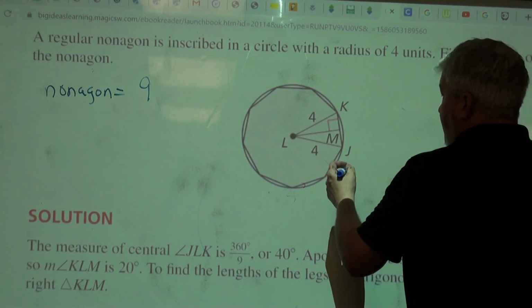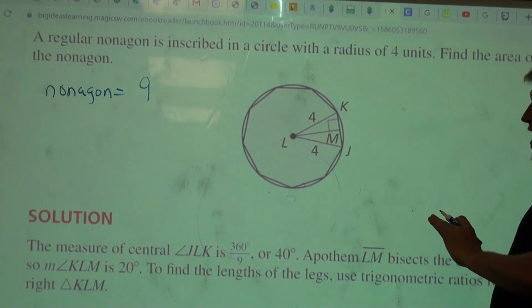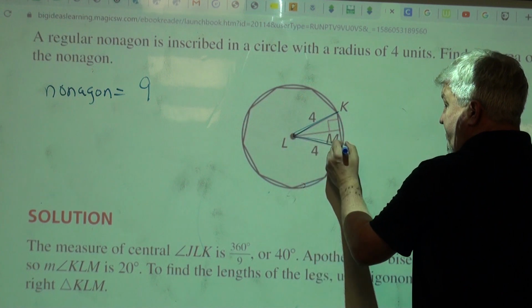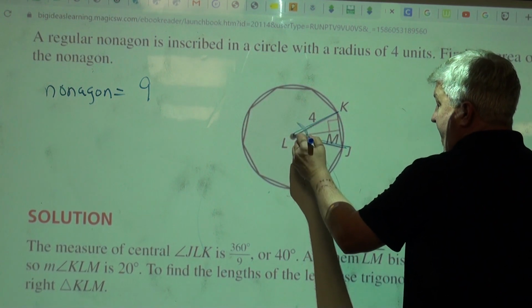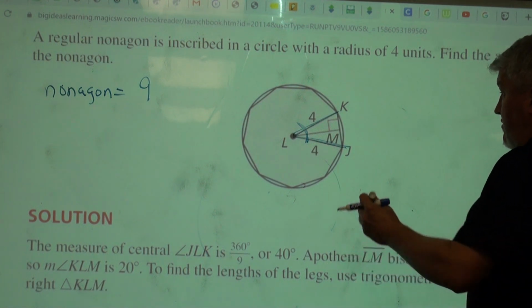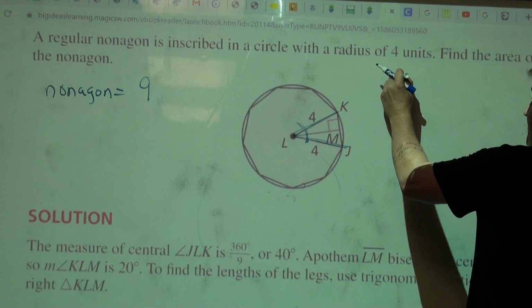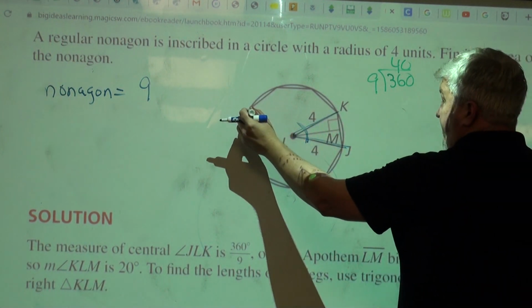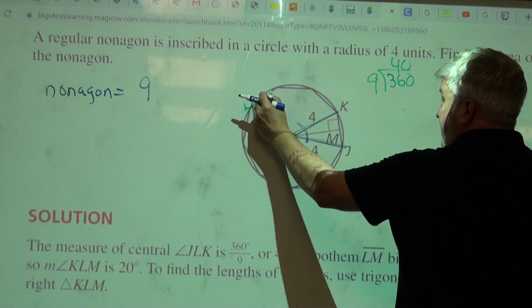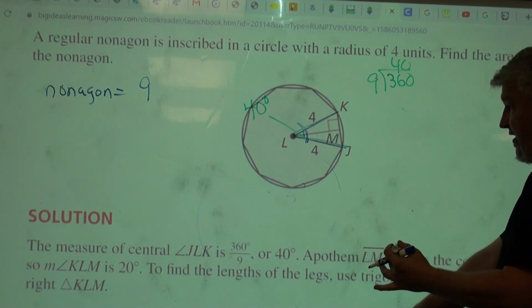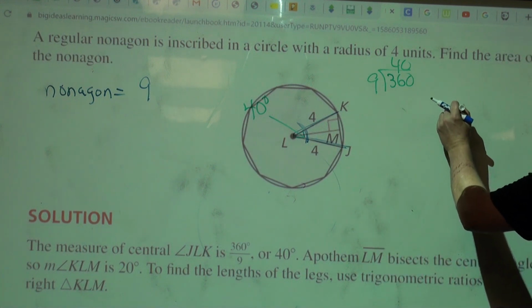So, what that means is, let's think about what we know. If this is a nonagon, it formed this angle with 2 adjacent sides. So what is the measure of this angle? That would be 360 divided by 9 equals 40. So the measure of angle KLJ is 40 degrees. Now, I'm going to redraw this like I did the example, like this. Just the triangle.